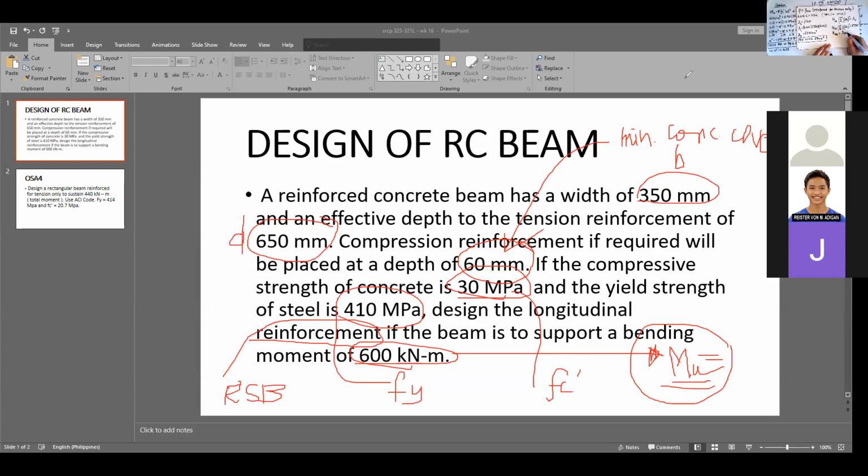5 pieces of 28 mm diameter RSB. So five pieces of 28 mm diameter RSB should be provided in the section. If you are going to draw the section, you have to provide 5 pieces of RSB here.